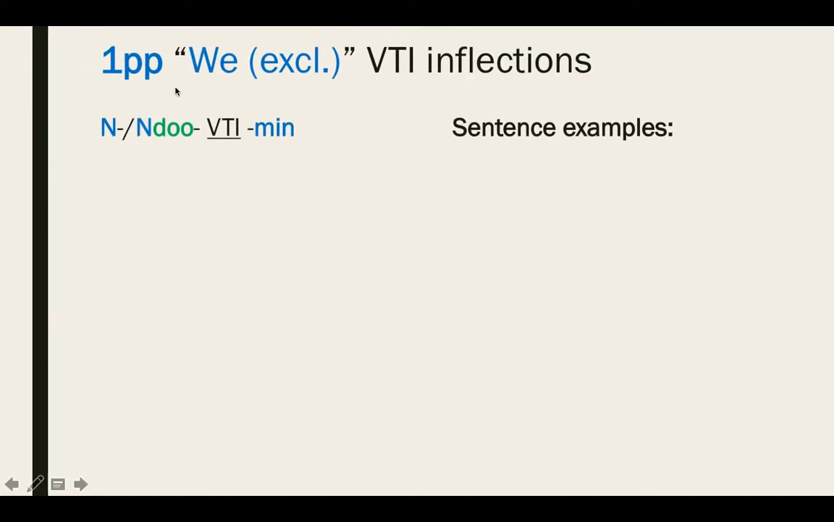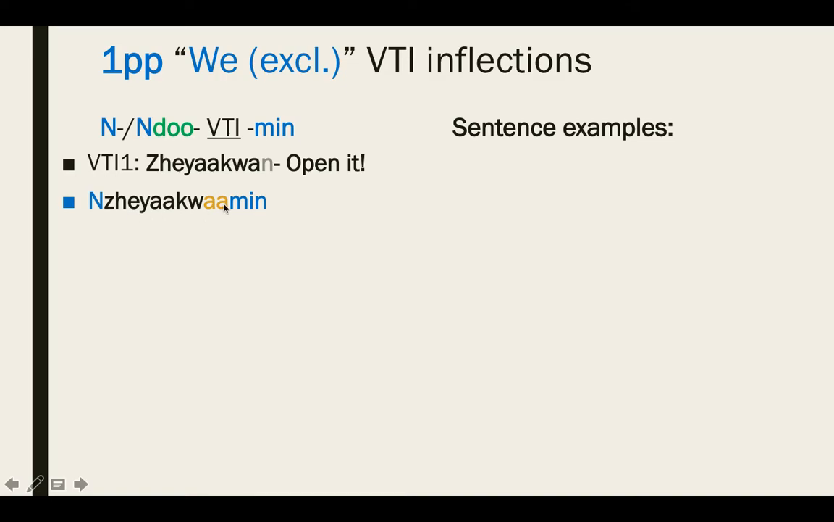So first person plural, we exclusive VTI inflections. So here is our inflection paradigm right here, n or ndo in front, VTI, then min. And then we're going to have some sample sentence examples over on this side here. So VTI1, we're going to use VTI-aawaan, open it. Notice that N has been grayed there.